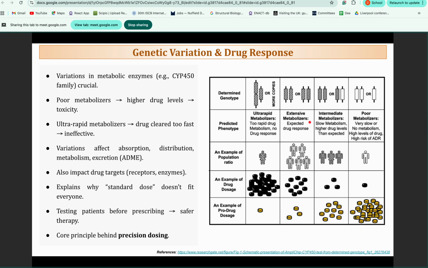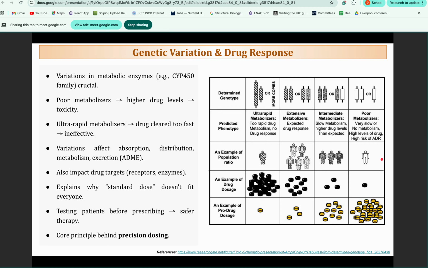Whereas extensive metabolizer means the drug response is as expected. Intermediate metabolizers have slow metabolism, so a higher drug level than expected. And poor metabolizers have very slow or no metabolism, so a higher level of drug and high risk of ADR. Next is an example of population ratios, showing in a particular population what percentage of individuals are ultra rapid metabolizers, extensive metabolizers, intermediate, and poor metabolizers.